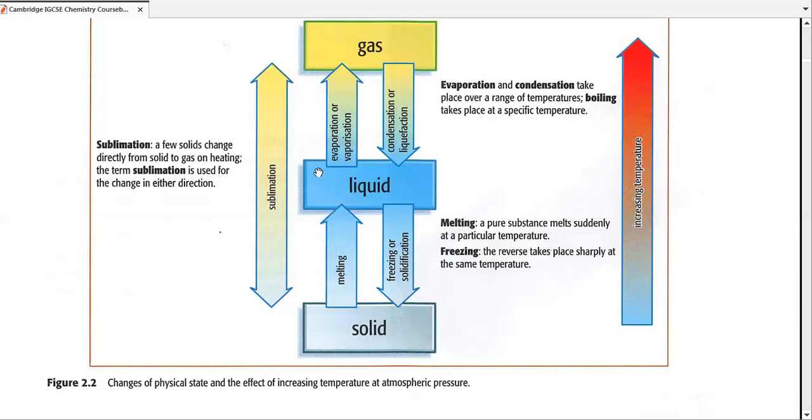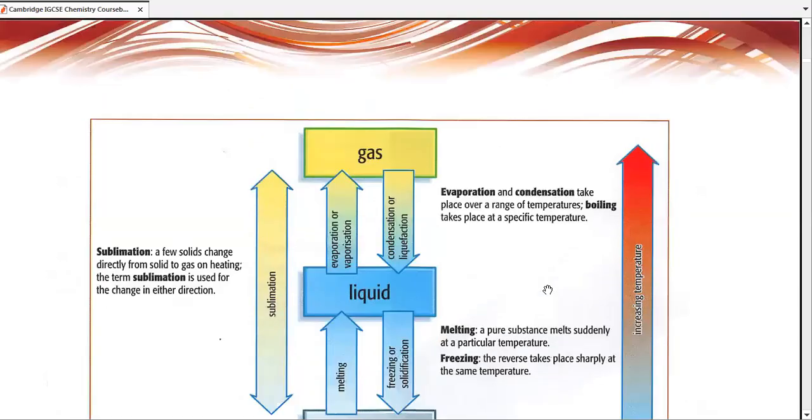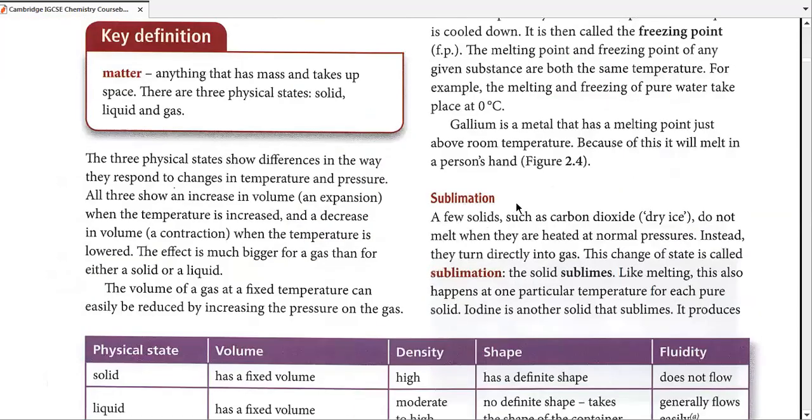However, we can bypass the liquid state, and gases can be converted into solids, and solids can directly be converted back into gases by the process of sublimation. Sublimation does not apply to all substances, it applies to specific substances. And here, when we were defining sublimation, I asked you to write a few examples. For example, carbon dioxide or dry ice is given over here as an example. Dry ice is the name of the solid form of carbon dioxide.